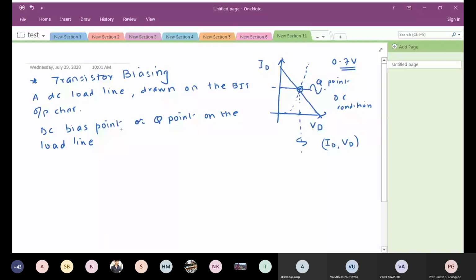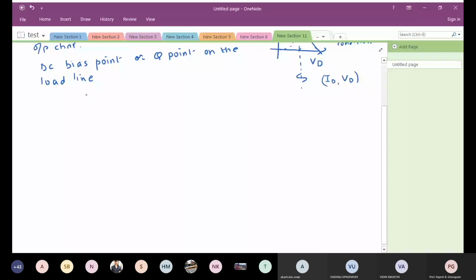So at a given point, for a transistor, we are going to see the transistor characteristics in more detail. And this Q point is very important. Why I'm stressing this again and again is because if you understand the concept of Q point and DC load line, things are going to be very easy for you.